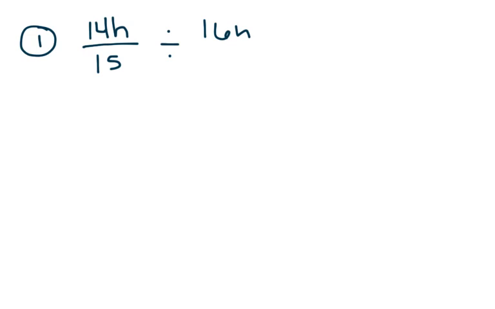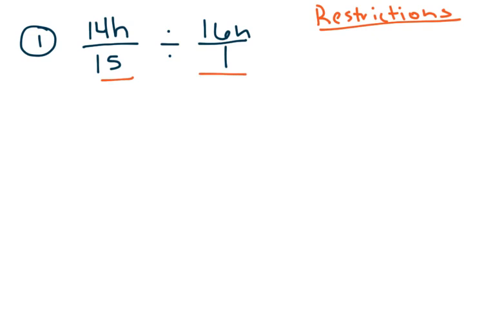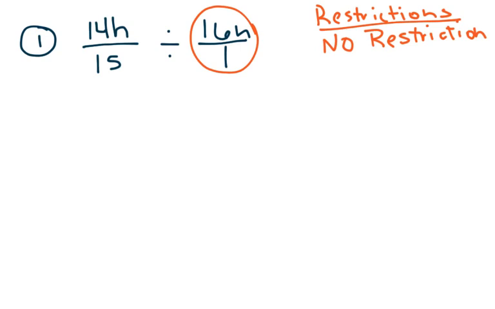Okay, so here's our first example. Remember that we always want to put a 1 underneath. Now the first thing I'm going to do is my restrictions, just like we have been. So I want to focus on what's on the bottom and where we have a variable. Well, I don't have a variable in either one of my numerators, so I actually end up with no restrictions here. Okay, because at the moment neither one of these are rational expressions. They're both just fractions. So next step is to flip and multiply.